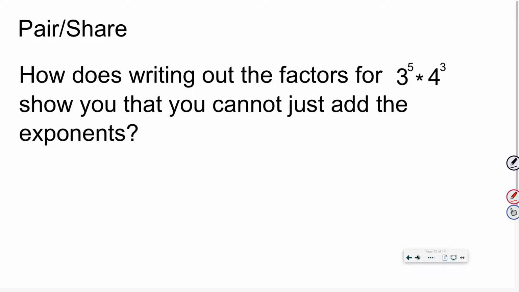They don't have the same base. But if you break this out, 3 times 3 times 3 times 3 times 3, you really can't simplify this any further without just calculating the multiplication. Some students will look at this like, oh, an exponent of 5, an exponent of 3, it's an exponent of 8. But the key here is that they don't have the same base. You can't just add the exponents together because that doesn't make sense.